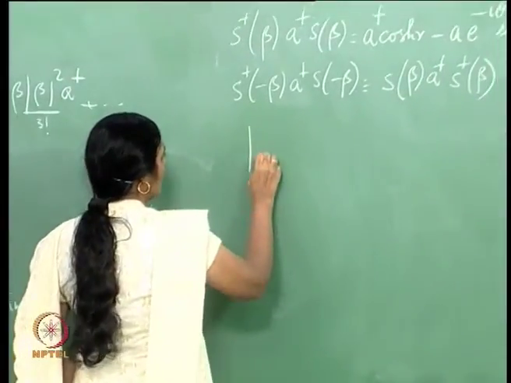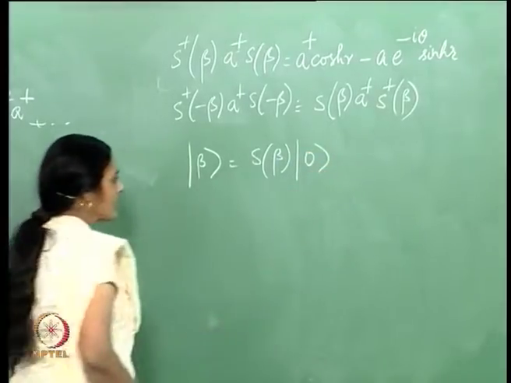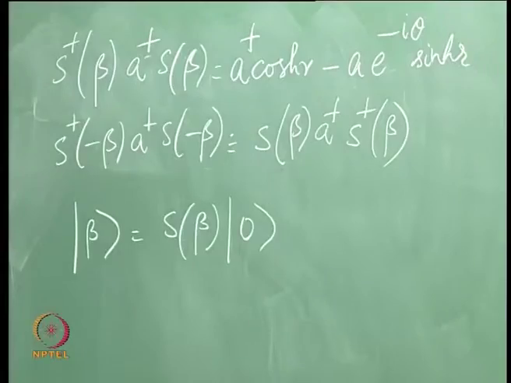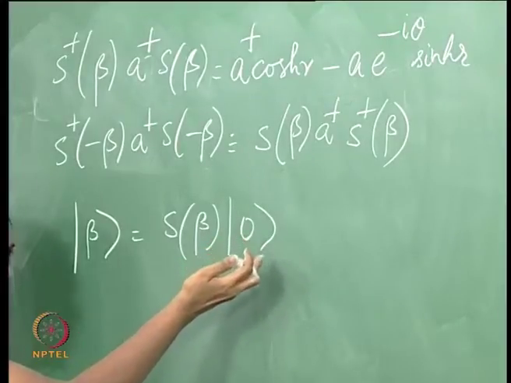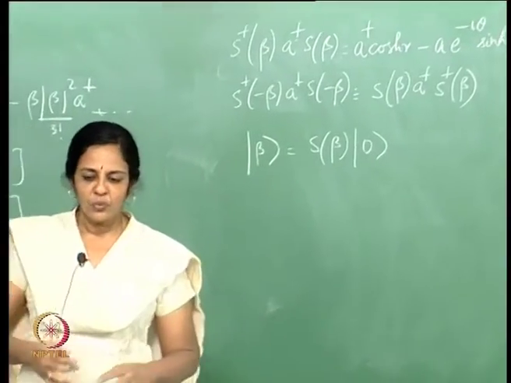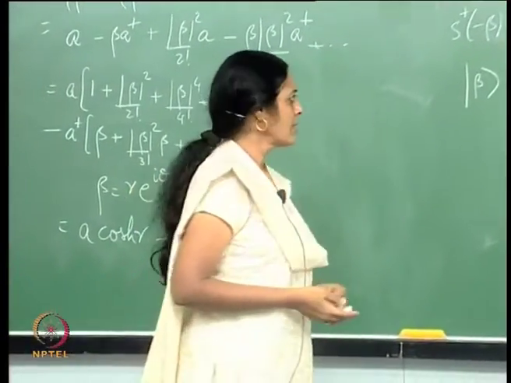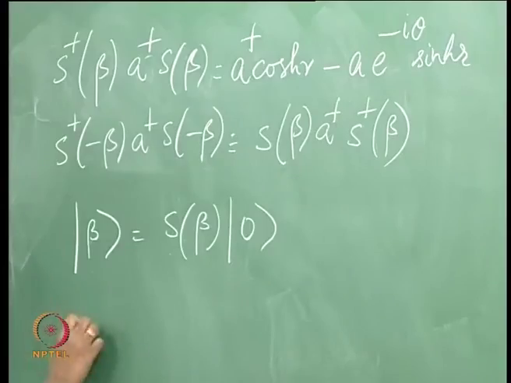The squeezed vacuum, which I will denote by ket beta, is simply S of beta acting on ket 0. So, if we are talking about the simple harmonic oscillator, it is S of beta acting on the ground state of the oscillator or the vacuum state, and if it is quantum optics, then this is the 0 photon state or the vacuum state, and S of beta acts on the vacuum to produce ket beta. We can check that ket beta is a squeeze state, and that is why it is called the squeezed vacuum. Remember that beta is any complex number.